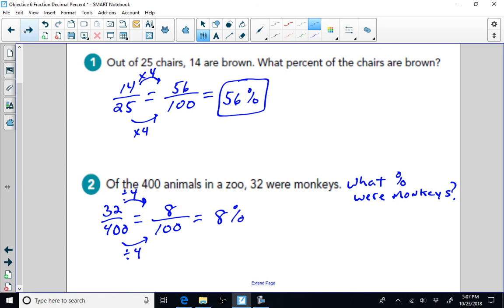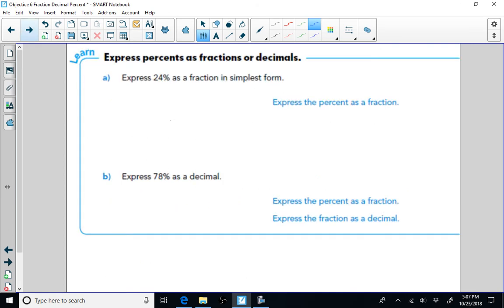We continue. If we want to express percents as fractions or decimals, first we take the percent, and because the word percent means out of 100, I write it as a fraction over 100. So I take 24%. That's the same as 24 out of 100. Then I want to simplify that. To simplify 24 over 100, we can divide by 2 over 2. It's going to give me 12 over 50.